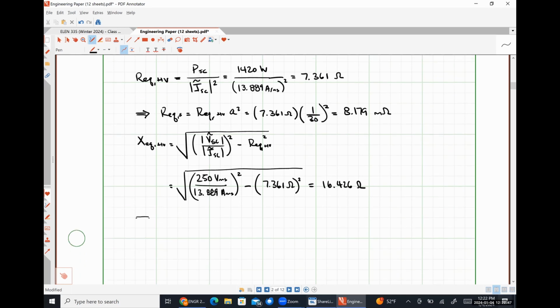Referring that to the secondary, we're going to multiply that quantity by A squared again. So XEQ on the secondary side is just XEQ on the high voltage side times A squared, or 16.426 ohms times quantity 1/30 squared. And that comes out to be 18.251 milliohms. And so now we need to figure out our current.